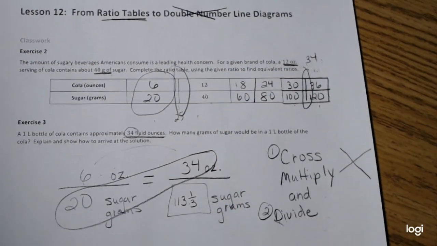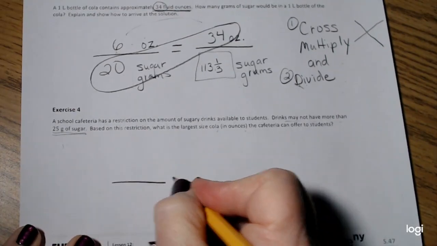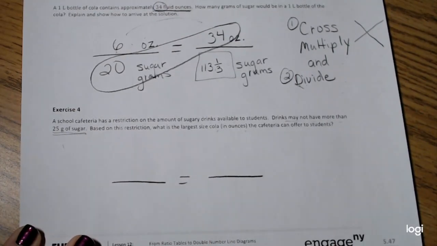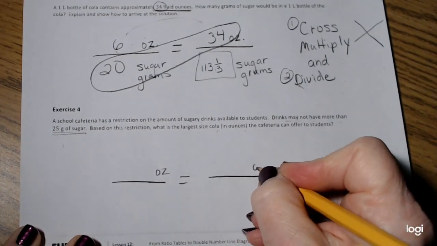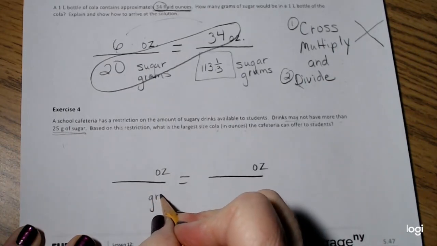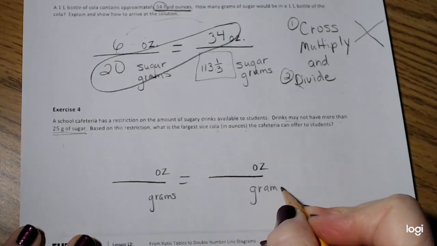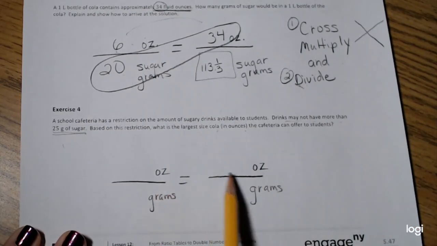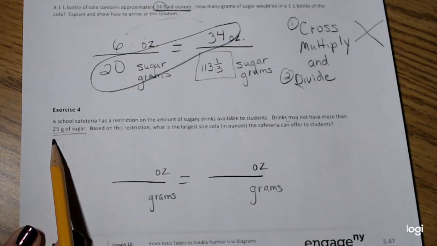So we're going to have to go down here and set up a proportion again. Let's come down to our book and make our proportion. Let's add our labels. We're going to put ounces on top, and this time let's put grams on the bottom. Very important when setting up a proportion that your labels are the same on the top as they are on the bottom.